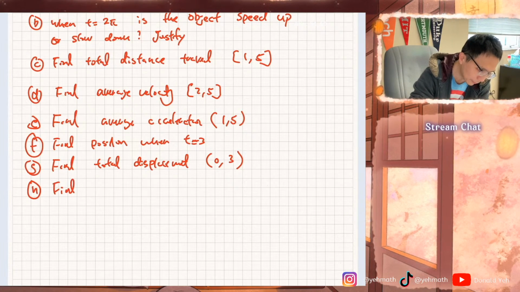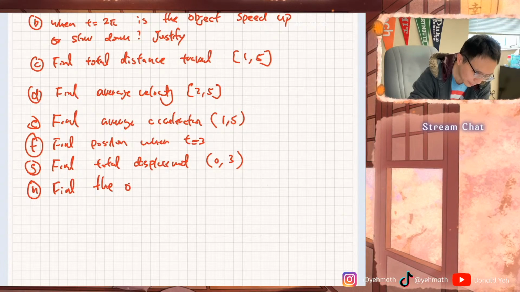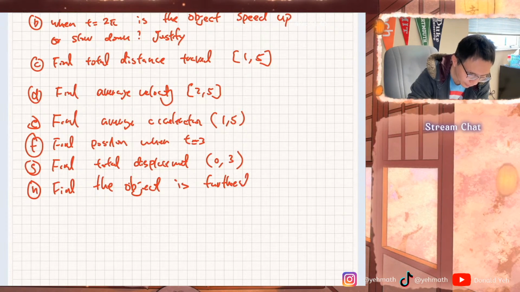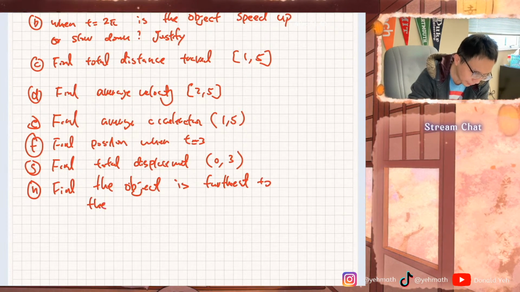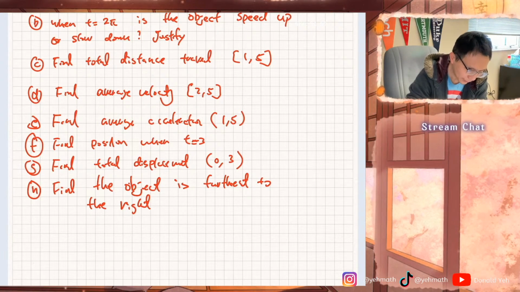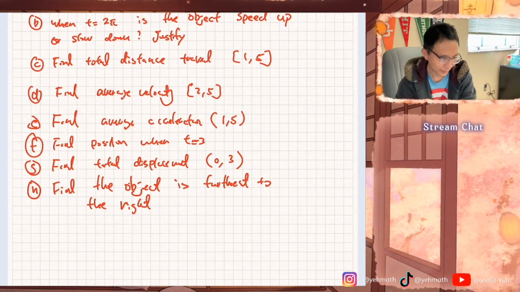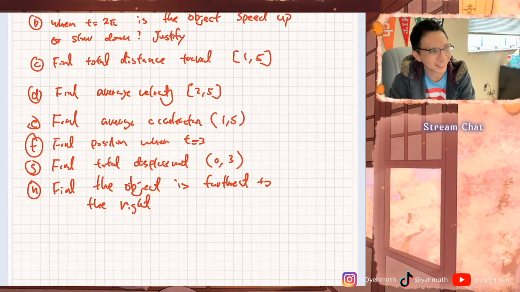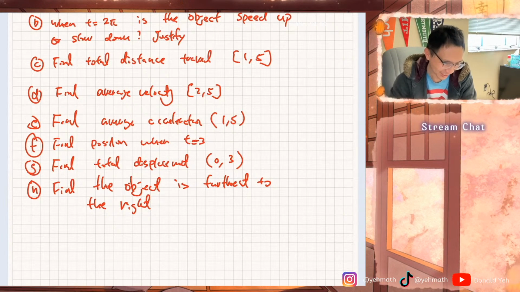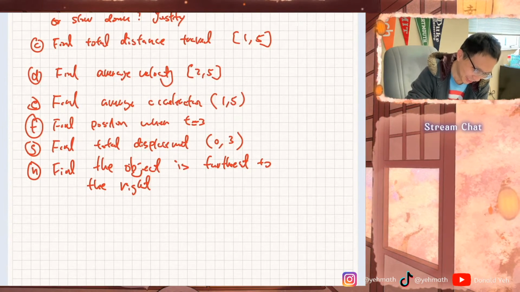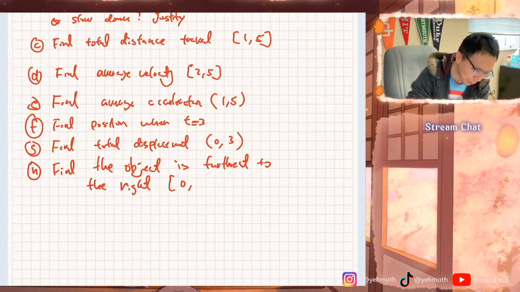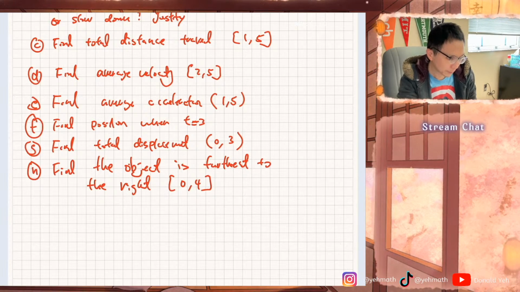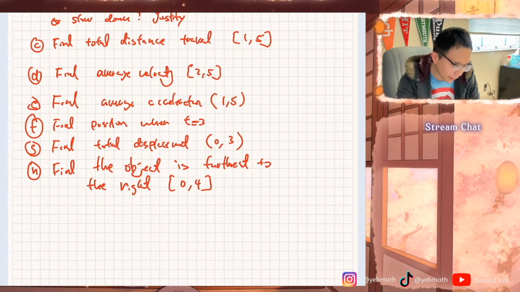Can you find where the object is furthest to the right? So between 0 to 4, and find the positions.